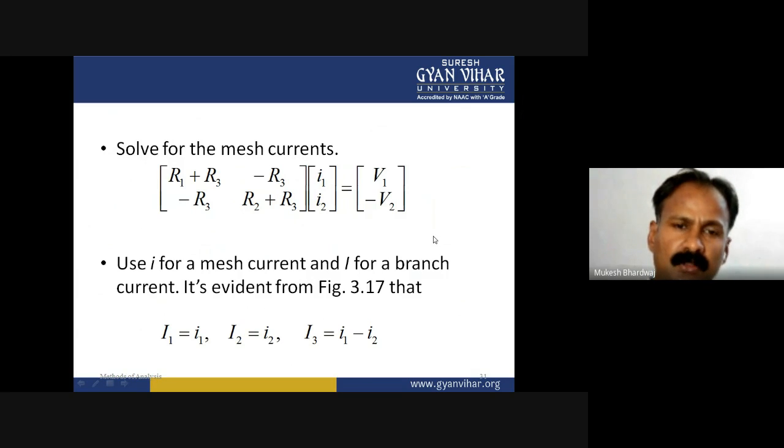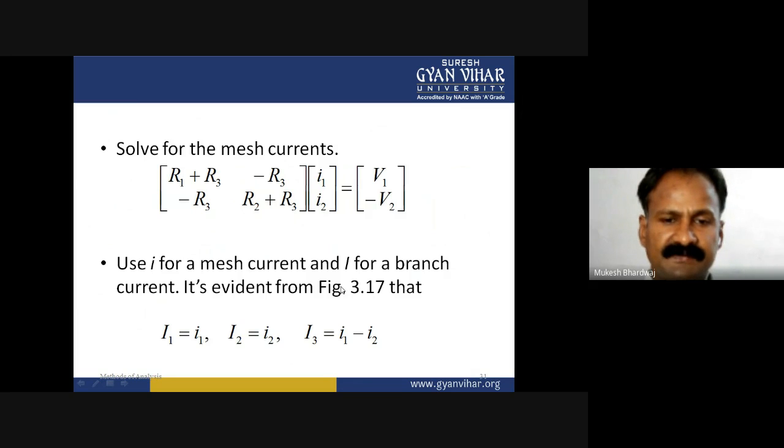So we arrange all these equations in the form of matrix and determinants. Then after arranging in the form of matrix and determinants, we can easily solve the matrix multiplication and just equate equals to V1 minus V2. Use capital I for a mesh current and small I for a branch current. It is evident from the figure that capital I1 is equal to small I1, capital I2 is equal to small I2, and I3 is equal to I1 minus I2.